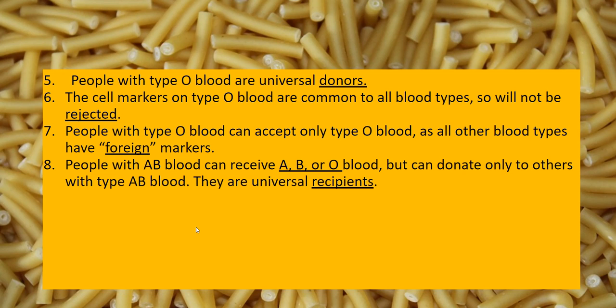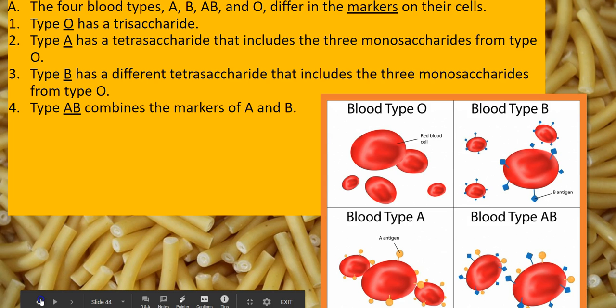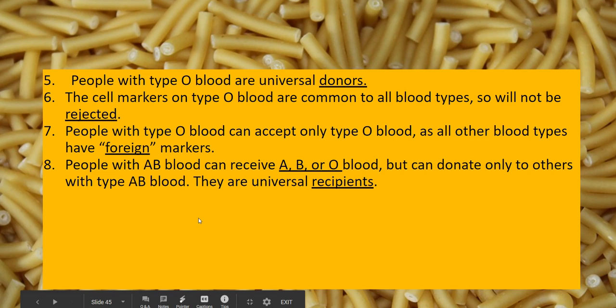So people with blood type O are universal donors because they have a trisaccharide, and A and B include its 3 monosaccharides. People with type O can accept blood type O only. All other blood types have foreign markers, so they're not recognized. So there are universal donors, but AB blood is a universal recipient because they have markers that are common to AB and O. And that is the end of chapter 11.